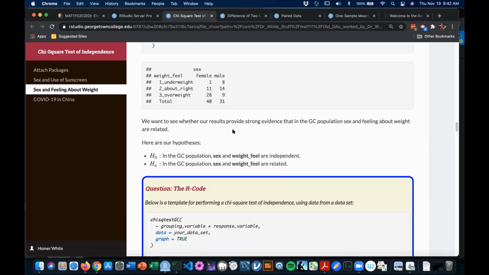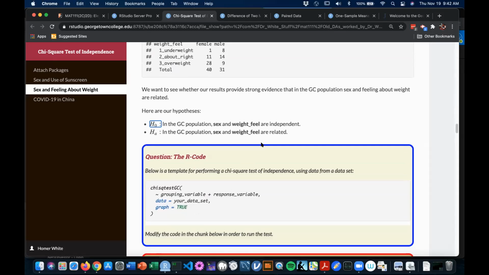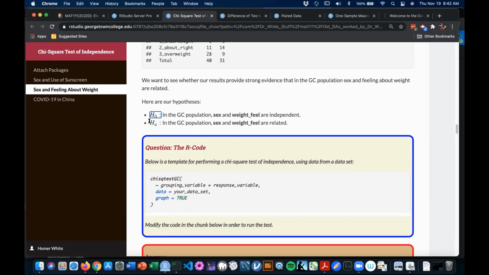But that's just the data. Is it strong evidence that out in the population, the two sexes feel differently about weight? So set up your null that says the two variables are independent and the alternative that says they're related.